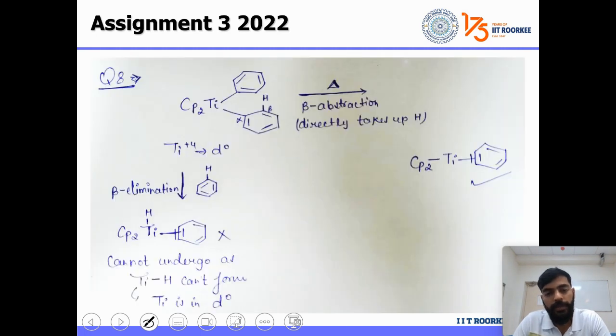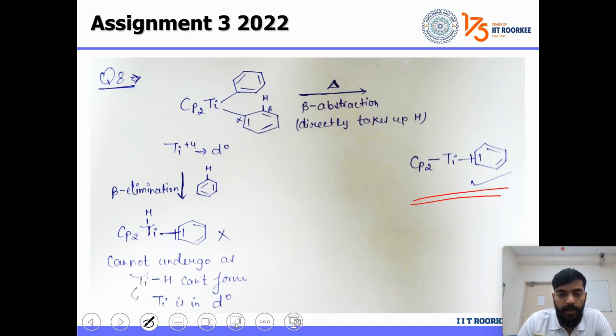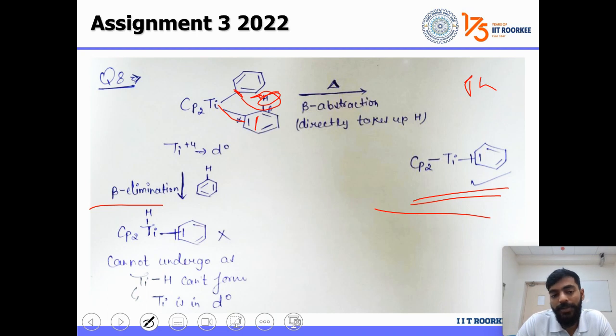Okay, let's move to the solution. See what is happening here. This is the correct answer. How it is happening? Here, beta elimination. Here, abstraction. Okay. See, this is the beta position. This will directly take this beta hydride and go away. Means one pH will be out, and here one charge will be there. So here, three bonds will form, and titanium will be directly connected with this. Okay. But beta elimination is not possible there, but abstraction is possible.